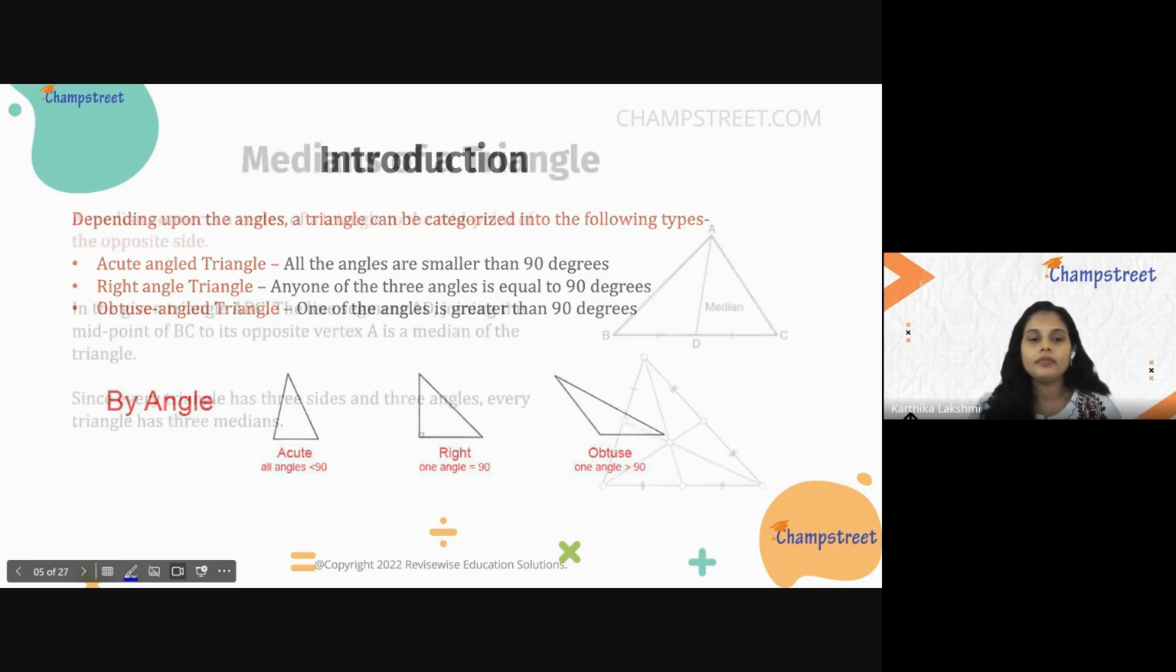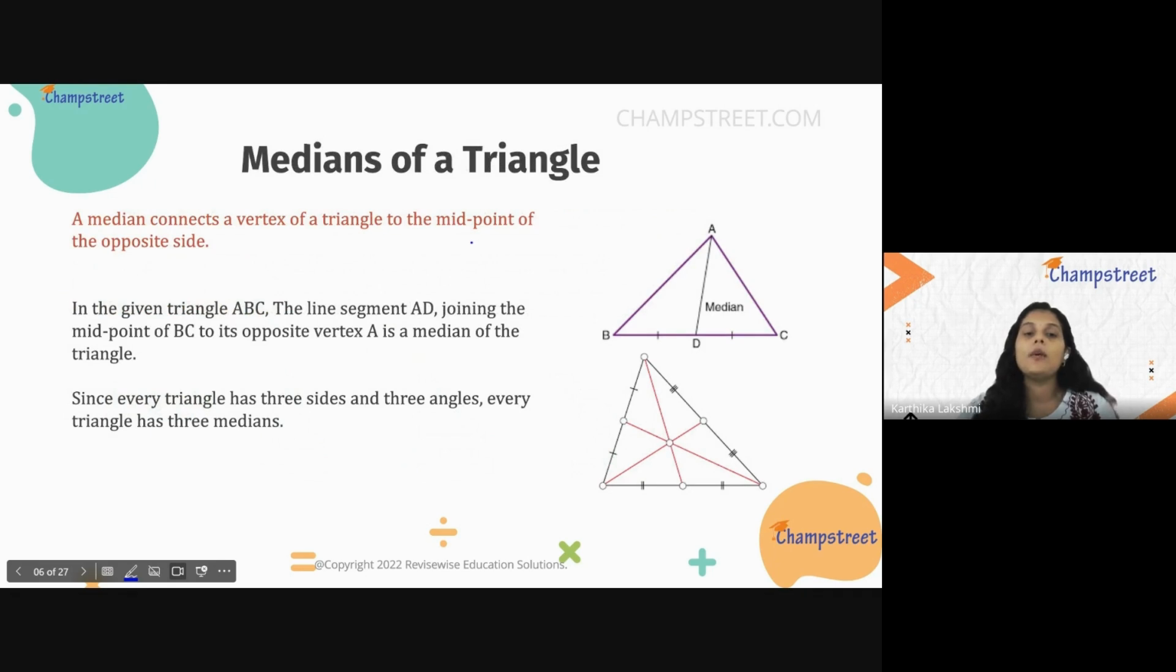Then next one is median of a triangle. Very, very important concept. A median connects a vertex of a triangle to the midpoint of the opposite side. Before the definition, I'll show you how. So here you can see a triangle. I'm drawing it, just ignore these 2 triangles.